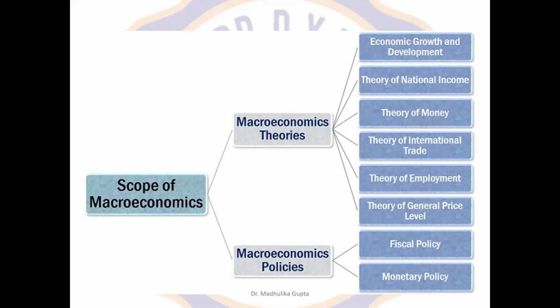Now, the second part of the scope is macroeconomic policies. The government and the Reserve Bank function together, right, determining the macroeconomic policies for the nation's welfare and development, of course. The two segments of this section are fiscal policy and monetary policy.